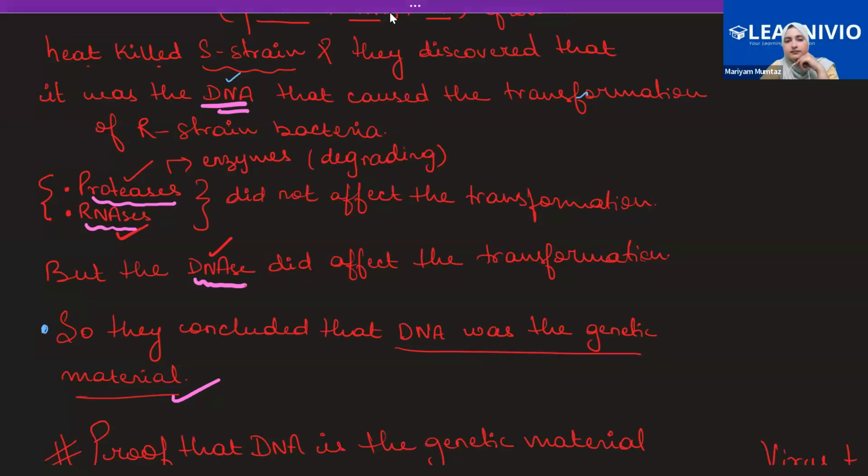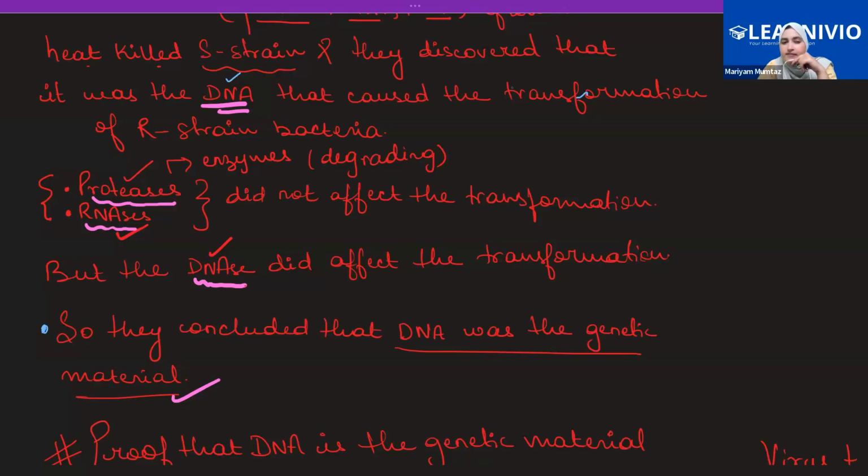Yes, ma'am. Okay. So, the question that you asked, actually, see, when they applied proteases, then also the mice died because transformation took place. When they applied RNases, then also the mice died because the transformation took place. But when they applied the DNase that will degrade the DNA, then the mice lived. Mice did not die then.